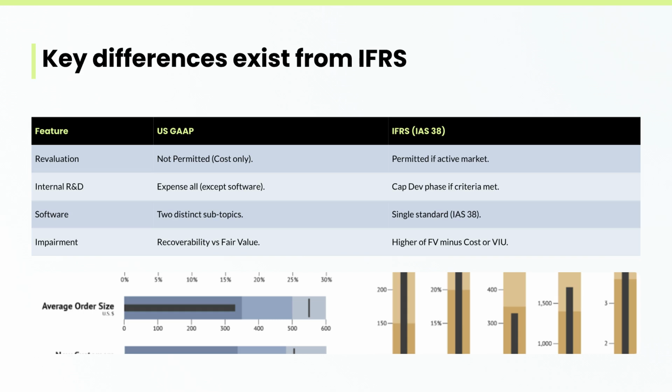Second, internal R&D. IFRS allows you to capitalize the development phase of any project if you meet strict criteria. US GAAP forces you to expense almost everything, except for software. And finally, US GAAP has entirely separate rules for internal versus external software, whereas IFRS handles all intangibles under one single standard.